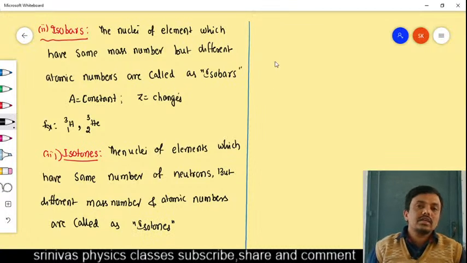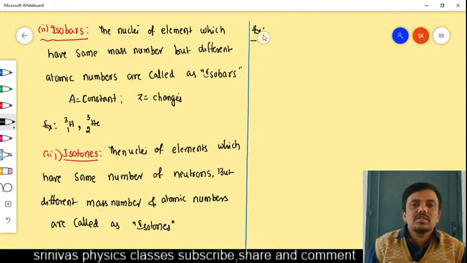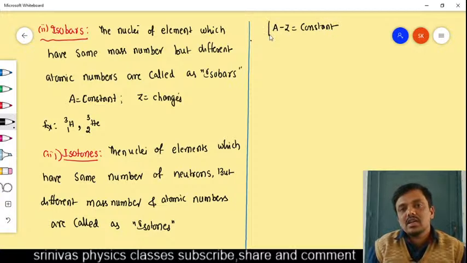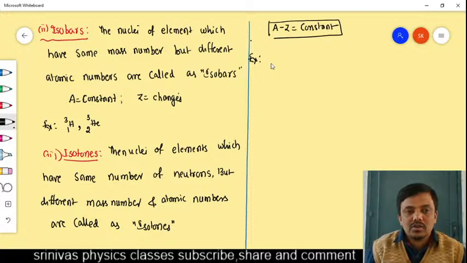In this you see here, I will give an example for the isotones. They have the same number of neutrons. Same number of neutrons means what? Which one gives the number of neutrons? A minus Z gives the number of neutrons. A minus Z should be constant, it should be the same. The number of neutrons is A minus Z, that should remain constant. And the next one is the example for the isotones. In this, the number of neutrons should be the same. Then for that you can take like this.